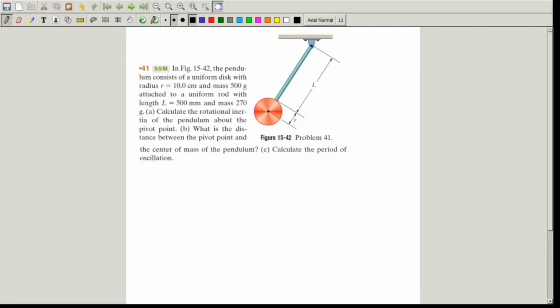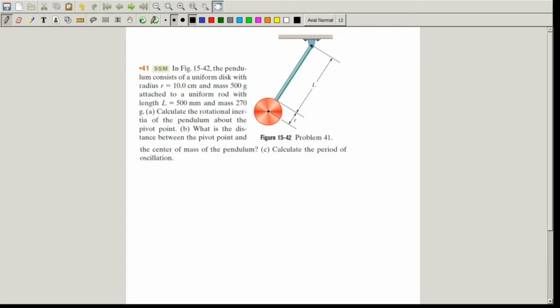In this video, we are going to go over a problem dealing with the rotational inertia, center of mass, and period of a physical pendulum. In the figure, the pendulum consists of a uniform disk with radius r equals 10.0 centimeters and mass 500 grams, attached to a uniform rod with length L equals 500 millimeters and mass 270 grams.